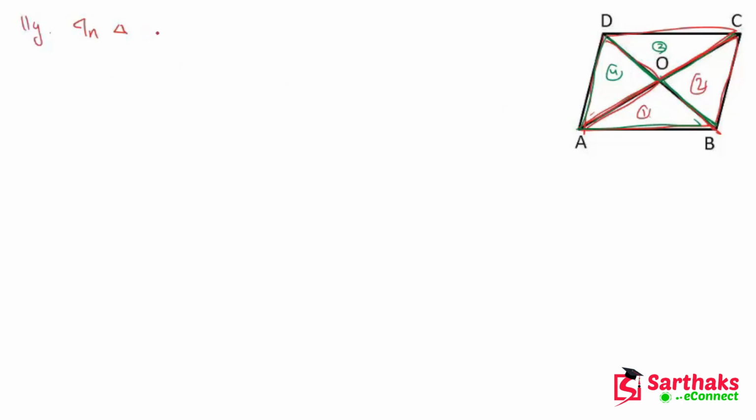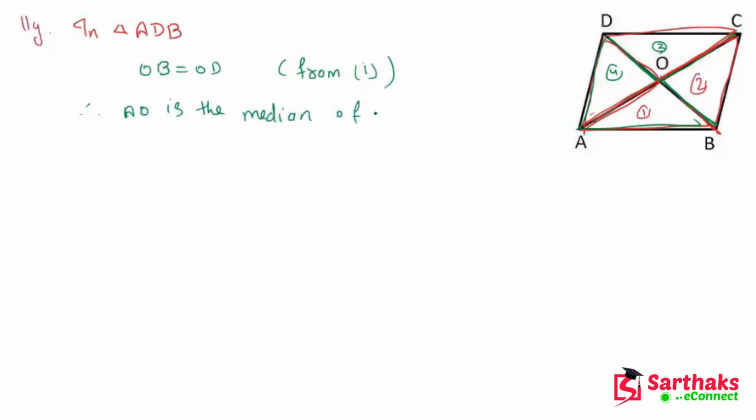Okay, so in triangle ADB, we know that OB is equal to OD, from equation number 1. So we can say that AO is the median of triangle ADB, because you can see AO divides the line DB into equal parts. DO is equal to OB.